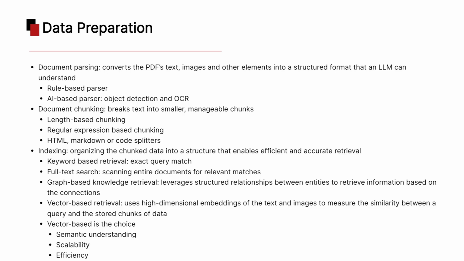1. Document parsing. The first step involves extracting text, images, tables, and other elements from PDFs and converting them into a structured, machine-readable format. This can be done using rule-based parsers, which rely on predefined rules to identify and extract content, or AI-based parsers that use techniques like object detection and optical character recognition to interpret more complex layouts and scanned images. AI-based parsing is more flexible but can require more resources and fine-tuning.